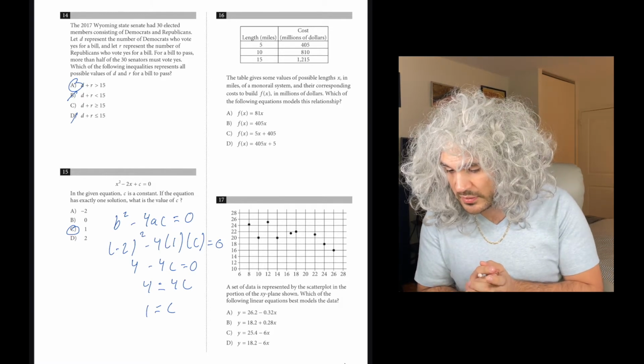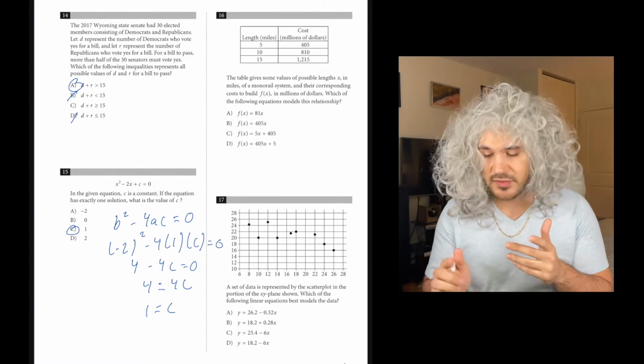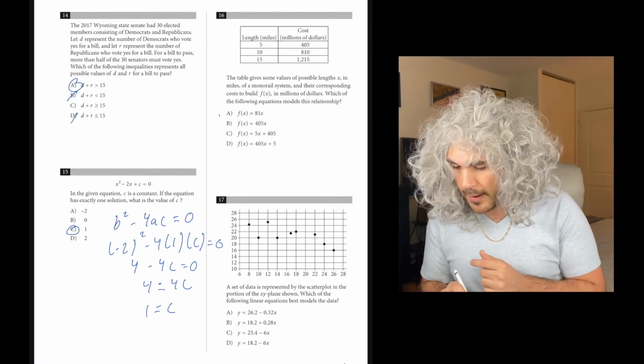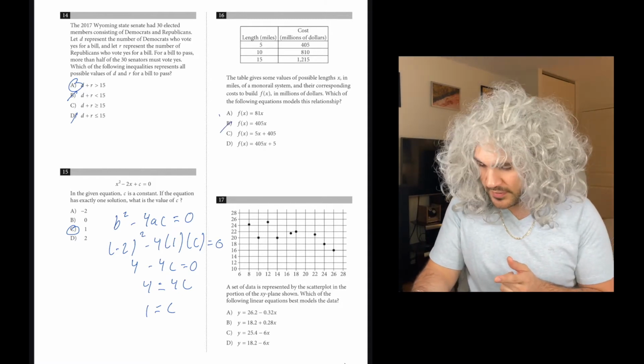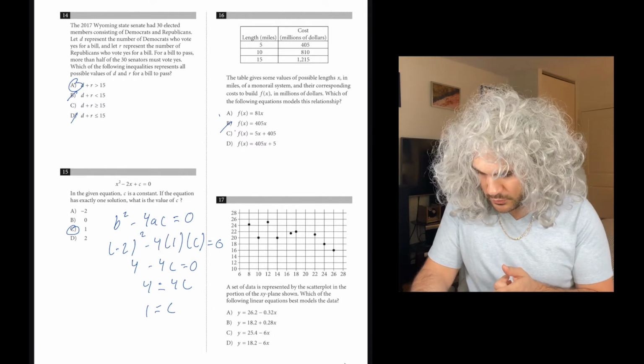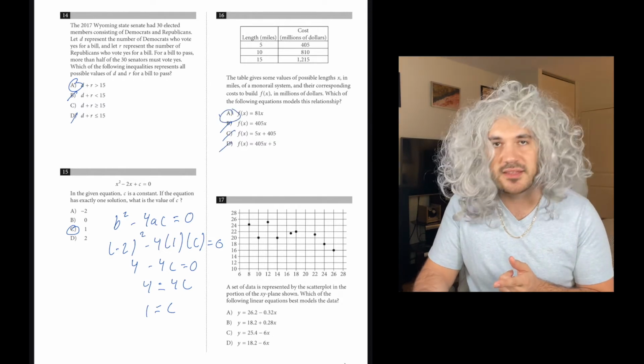81 times 5. Does 81 times 5 give us 405? Yes, it does. So A works. B, of course, does not work. C does not work. And D does not work. So A is the answer.